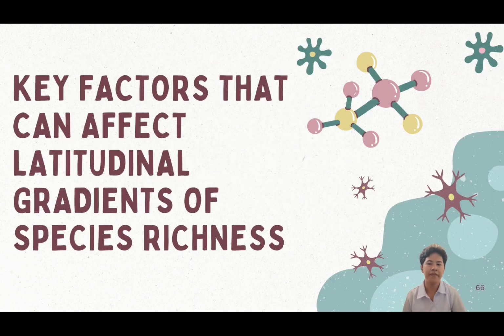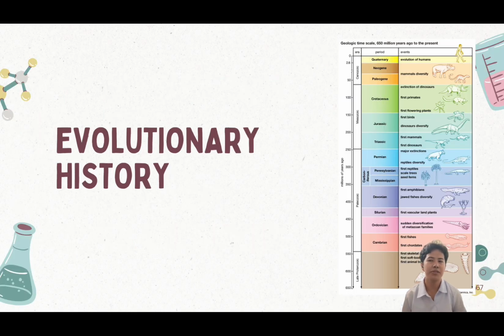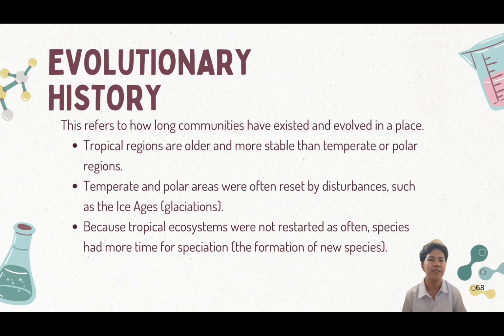So there are several key factors that can affect the latitudinal gradient of species richness. One of these is evolutionary history, which refers to how long the communities have existed and evolved in a place. Tropical regions are older and more stable than temperate or polar regions. That is because temperate and polar areas were often reset by disturbances such as the ice ages or glaciers. Because tropical systems were not restarted as often, species had more time for speciation, or the formation of new species in that area.